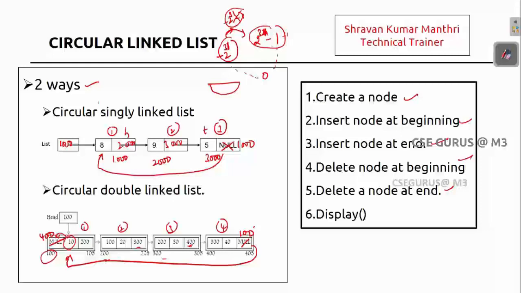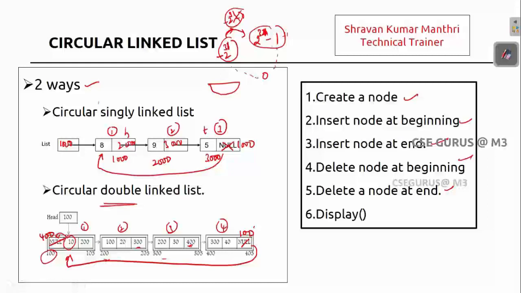Now anyway, instead of explaining with the two programs by taking single and double, I'll go for double linked list, where I'll try to write the program for each and every function for this. So I'll take this one, circular double linked list concept, and I'll explain.